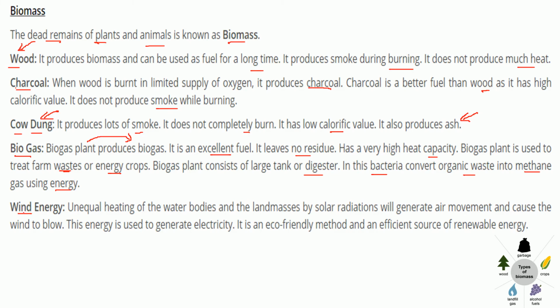Wind energy. Unequal heating of water bodies and land masses by solar radiation generates air movement, because heat transfer is always there. So unequal heating of water bodies and land masses creates air movement, and this causes the wind to blow from one side to another just to create equilibrium. This energy is used to generate electricity.